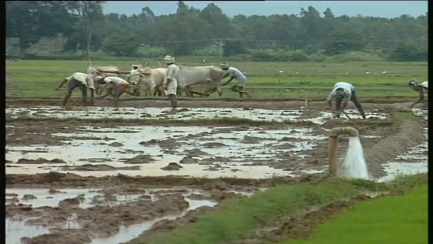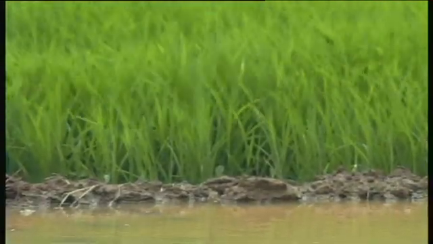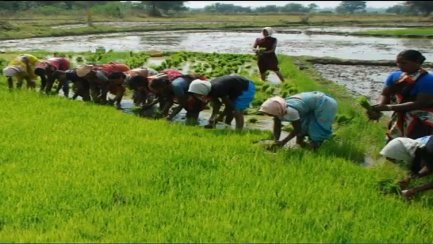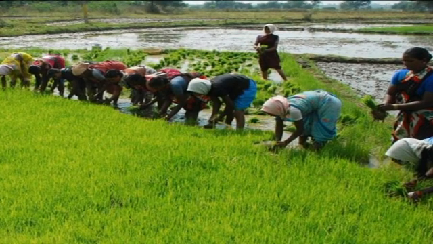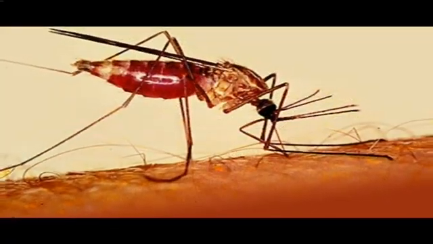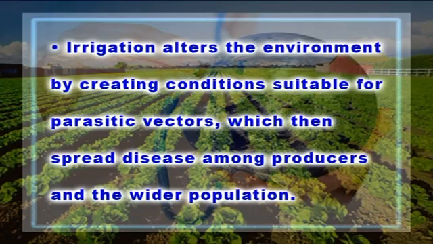A notable case is the link between irrigated agriculture systems and water-associated vector-borne diseases such as malaria. Irrigation alters the environment by creating conditions suitable for parasitic vectors, which then spread diseases among producers and the wider population. The example shows the importance of assessing the impact of the full range of linkages in a coordinated manner.